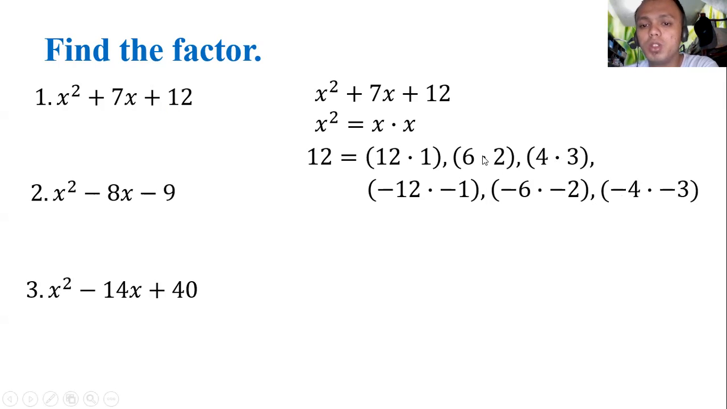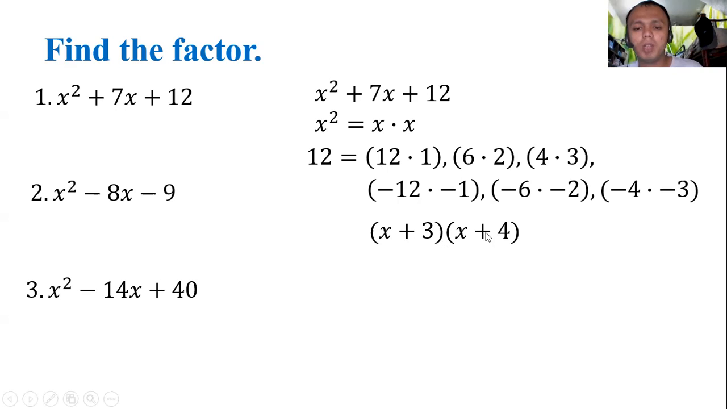6 plus 2, baka ma-confuse kayo ha. Sinasabi kong plus, times to. Sabi ko kanina, i-add lang natin para makuha natin yung factor, no? 6 plus 2, pag in-add natin yung 6 and 2, that is 8. Hindi pwede kasi 7 yung middle term. How about 4 and 3? 4 plus 3, that is 7, no? So si 4 and 3 ang gagamitin natin. Therefore, we have x plus 3, x plus 4.